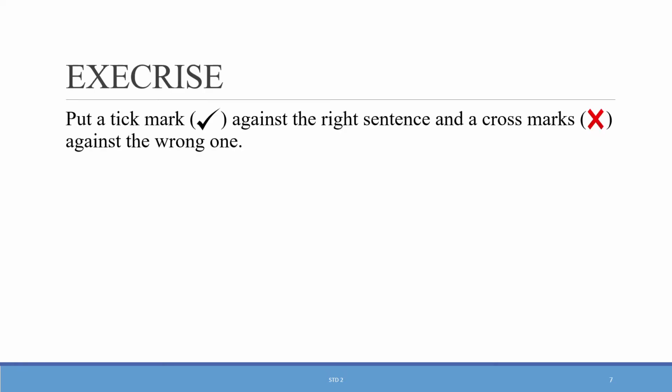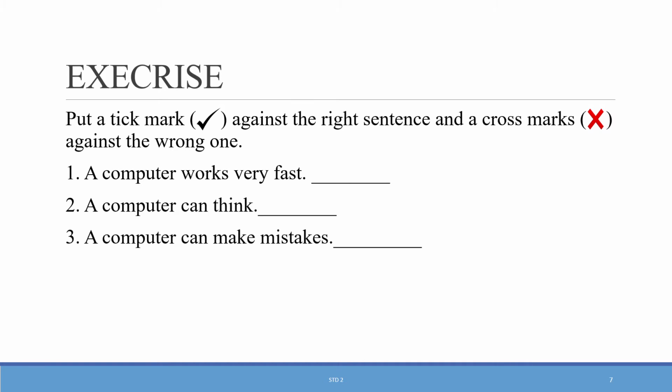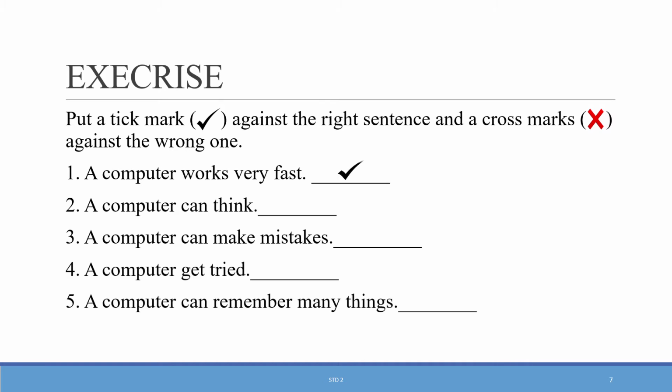We can also do the exercise. Put a tick mark against the right sentence and a cross against the wrong one; this is our true or false. We did this exercise in the previous lecture. A computer works very fast, true. A computer can think, false. A computer can make mistakes, false. A computer gets tired, false. A computer can remember many things, true.